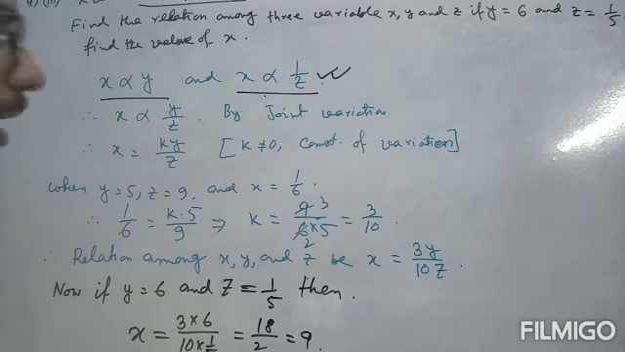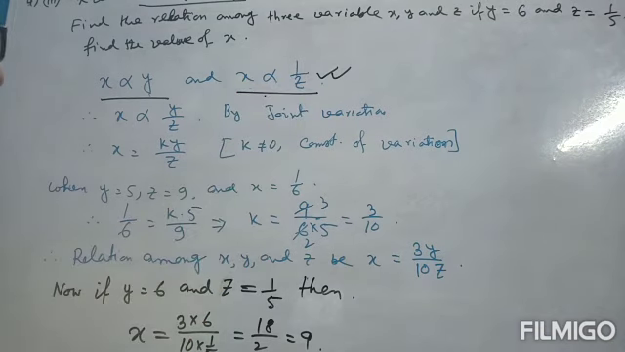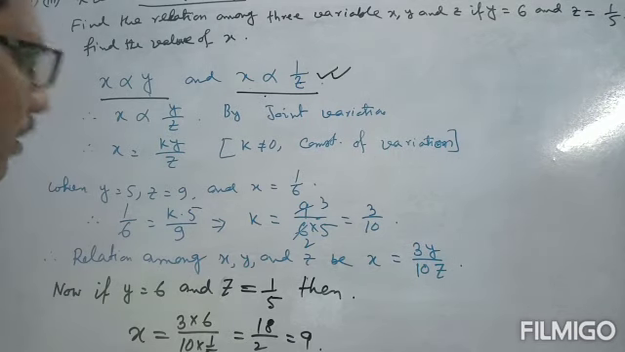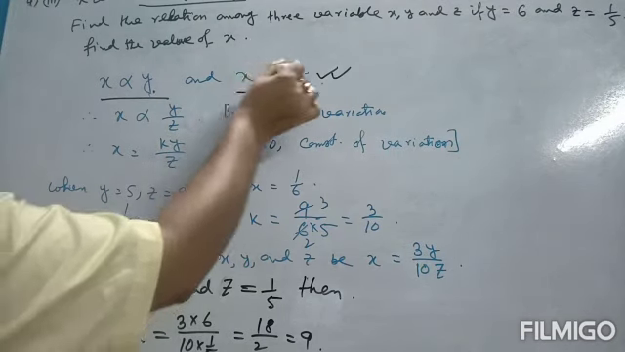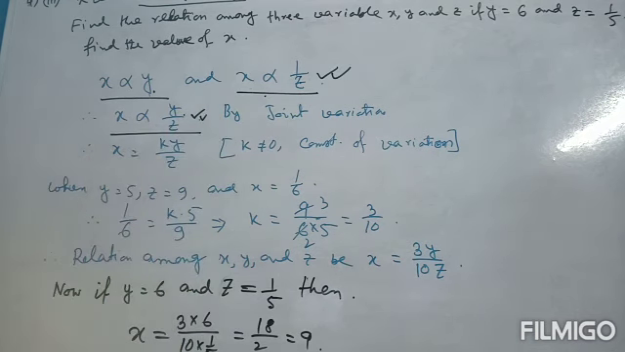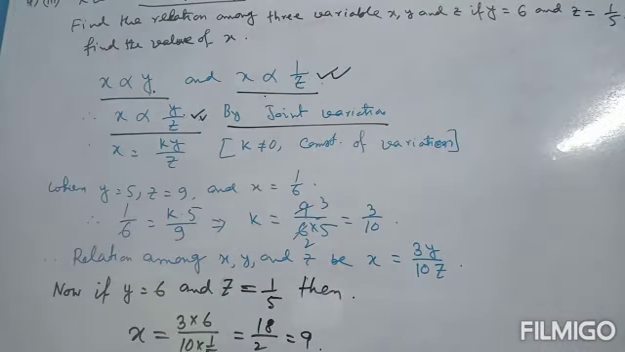And just to learn about joint variation, if X varies as Y and X varies as 1 by Z, so one variable is Y, another variable in this case is 1 by Z. Obviously, Z is a variable. So the product of Y and 1 by Z is nothing but Y by Z. So X varies as Y by Z by the theorem of joint variation. Here we write by joint variation, X varies as Y by Z.